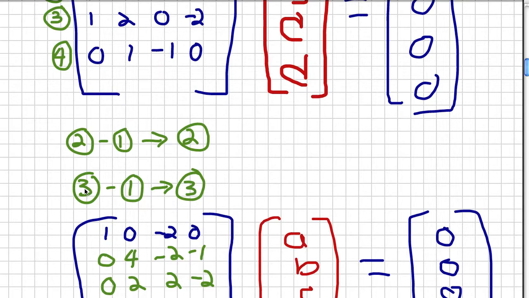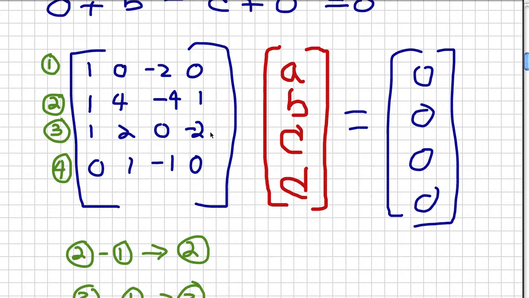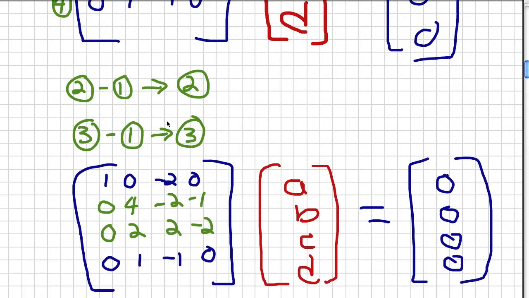I'm going to take row 3 and subtract row 1 from it and put that into row 3. So here's row 3. I subtract this row from it, term by term, 1 from 1, 0 from 0, I subtract negative 2 from 0 and 0 from negative 2. And I put that answer into row 3. So here's my new row 2, and here's my new row 3.